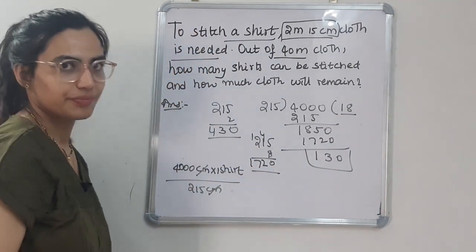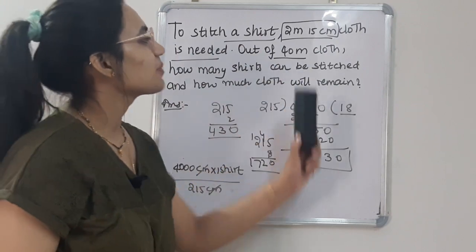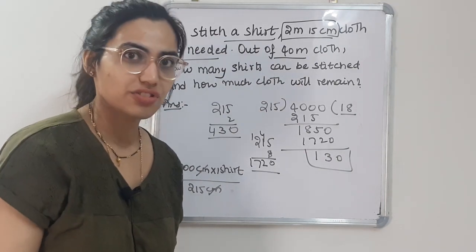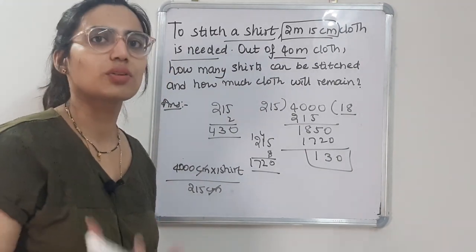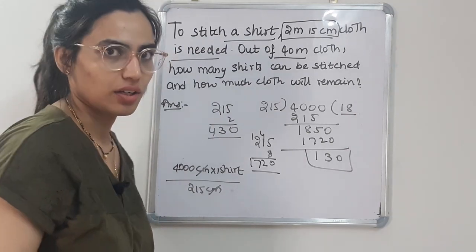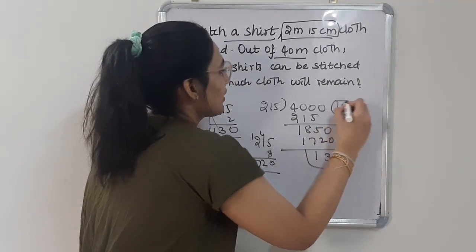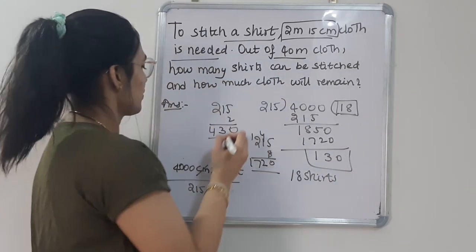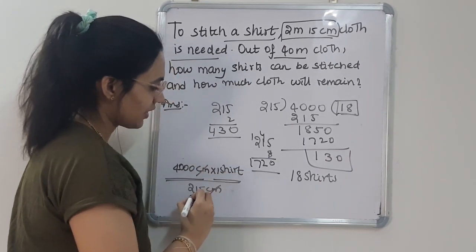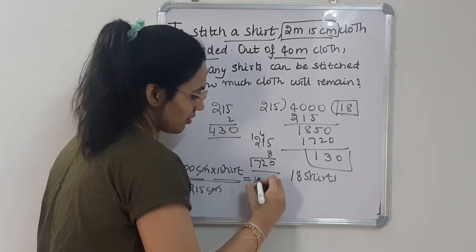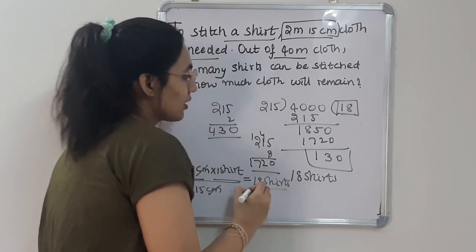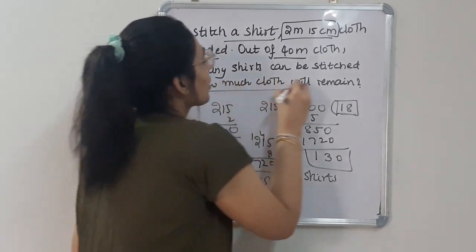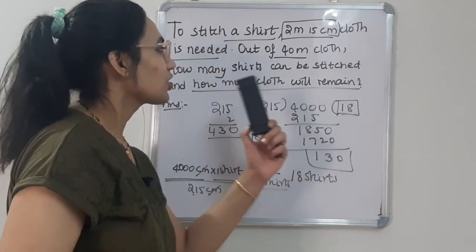This is the quotient. Now, how many shirts can be stitched? Shirts cannot be half. We can't have a half shirt. Can't have a quarter shirt, right? Shirts is a quantity, a total quantity, it's like one whole. So, you can say that 18 shirts can be stitched, because we know that if you divide this, you get the number of shirts, that is 18. But what about this remainder here? He also asked one more question: how much cloth will remain?